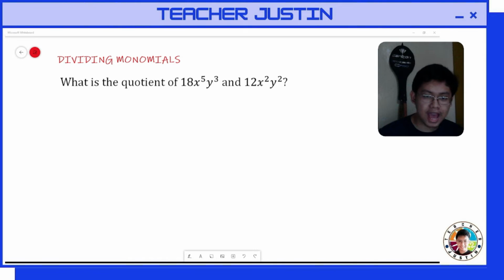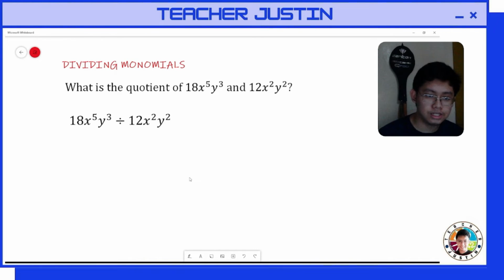Now, here we have the word quotient, which means we will divide our monomial by another monomial. So in translating this, 18x^5y^3 will be our dividend, and 12x^2y^2 will be our divisor. It will be translated as 18x^5y^3 divided by 12x^2y^2.